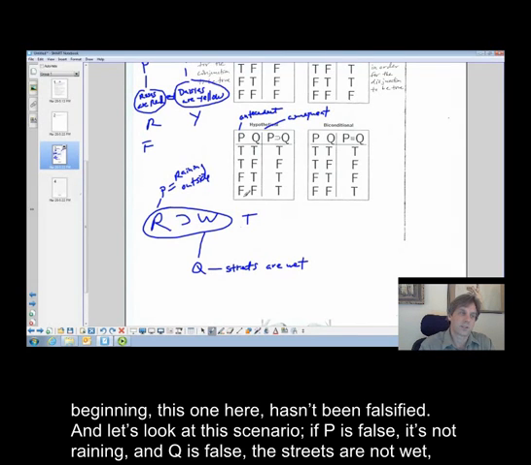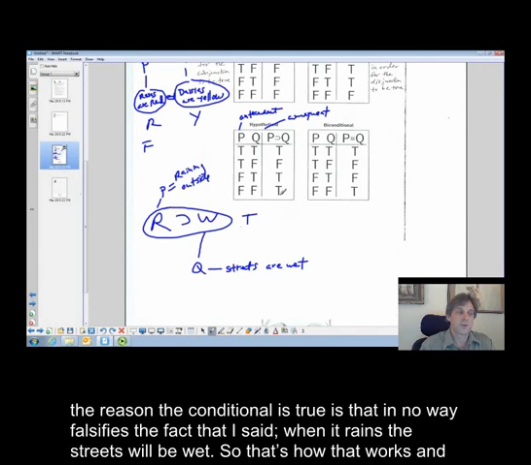And let's look at this scenario. If P is false, it's not raining, and Q is false, the streets are not wet, the reason the conditional is true is that in no way falsifies the fact that I said when it rains, the streets will be wet. Okay? So that's how that works.